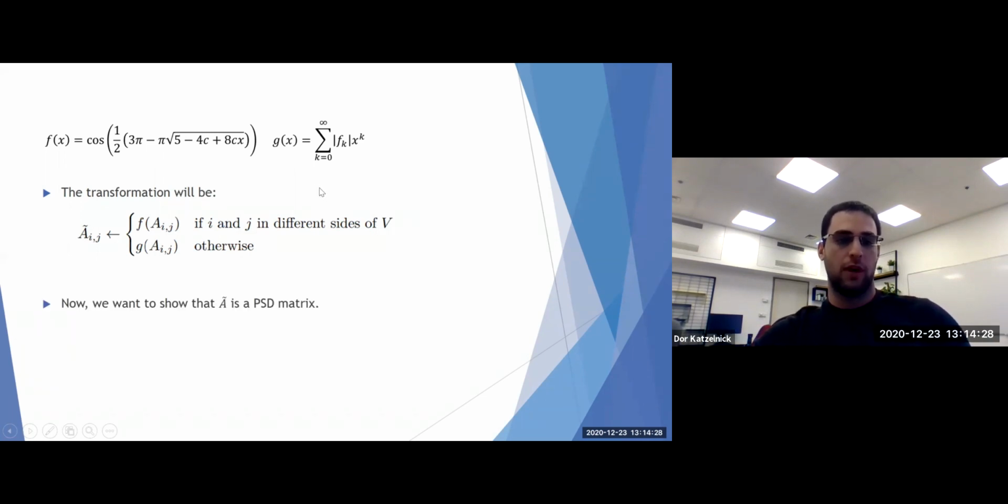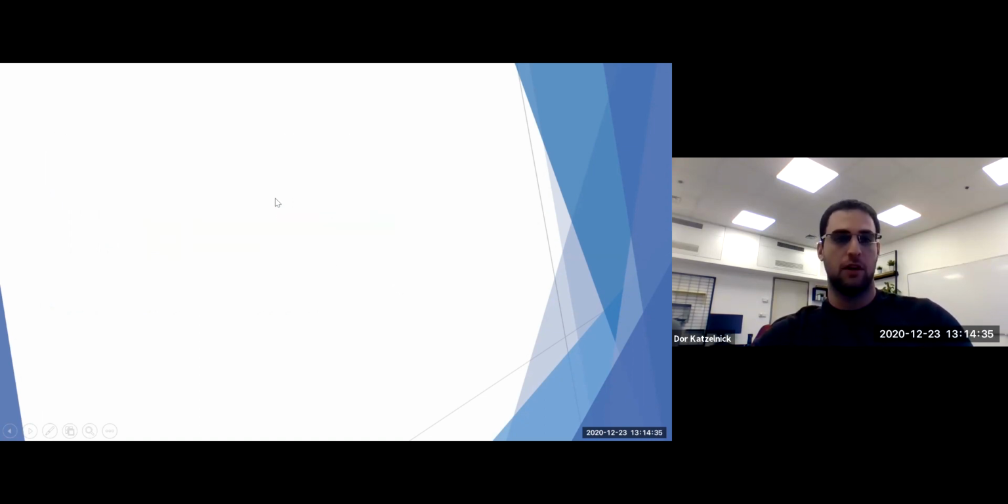All right, so now we want to show that this new matrix is a positive semi-definite matrix. So how are we going to do it? We are going to define a set of vectors whose inner products will be equal to the entries in the matrix. Before we do that, we're going to define the following numbers.